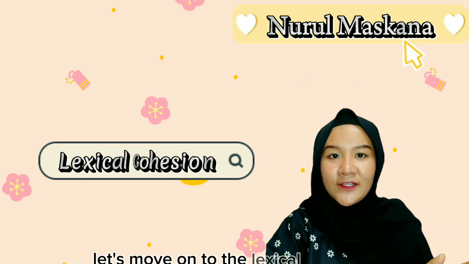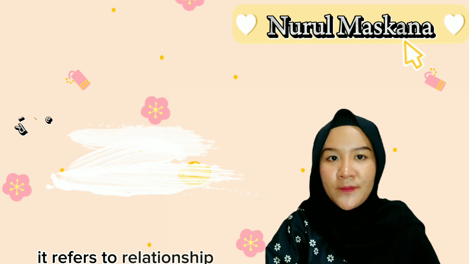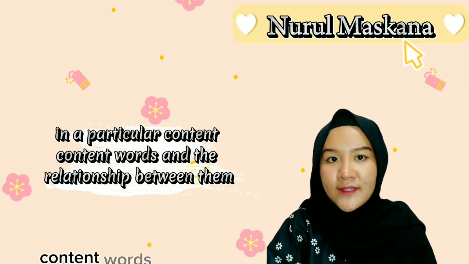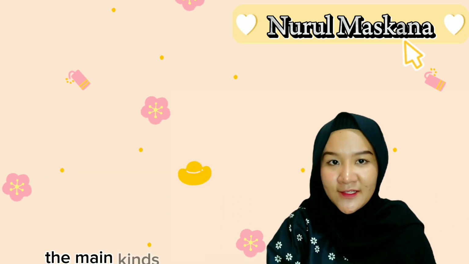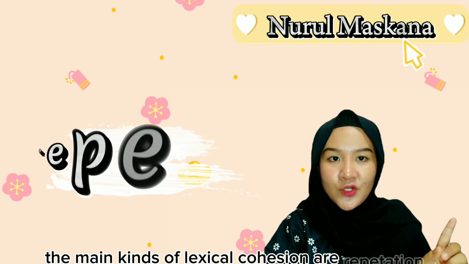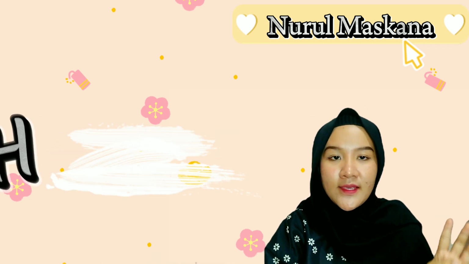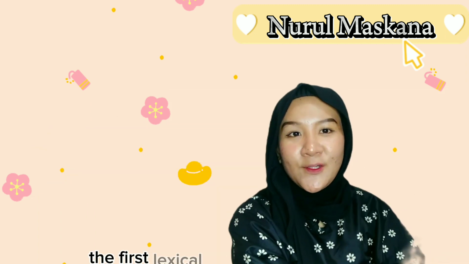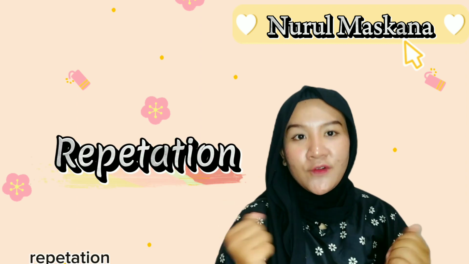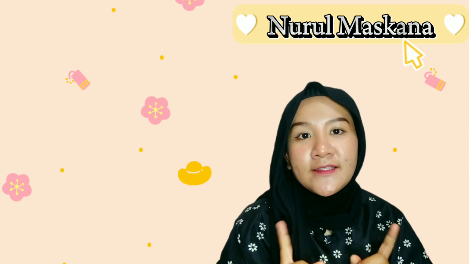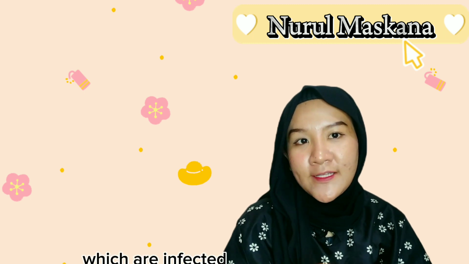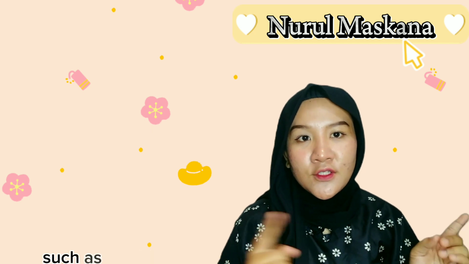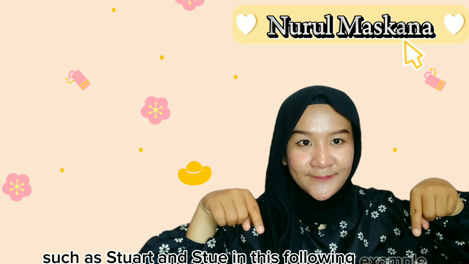Let's move on to lexical cohesion. It refers to the relationship in meaning between lexical items in a text, in particular content words, and the relationship between them. The main kinds of lexical cohesion are repetition, synonymy, antonymy, hyponymy, meronymy, and collocation. The first lexical cohesion is repetition. Repetition refers to words that are repeated in a text. This includes words which are inflected for tense or number and words which are derived from particular items, such as stored and stew in the following example.